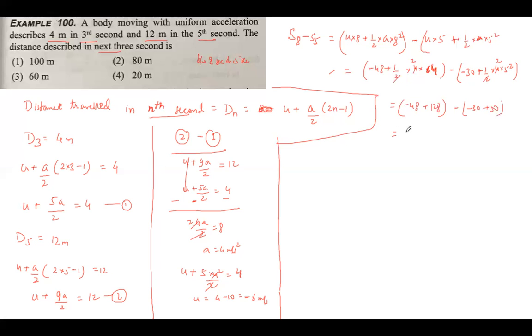So you will get 128 minus of 48. So this is 60 minus of -30. 60 plus 30 minus of 50. Right. We have done something wrong. Okay, this is 80, sorry. So this is 110 minus of 50. So this will be equal to 60 meter. So the answer here is 60 meter, option 3.